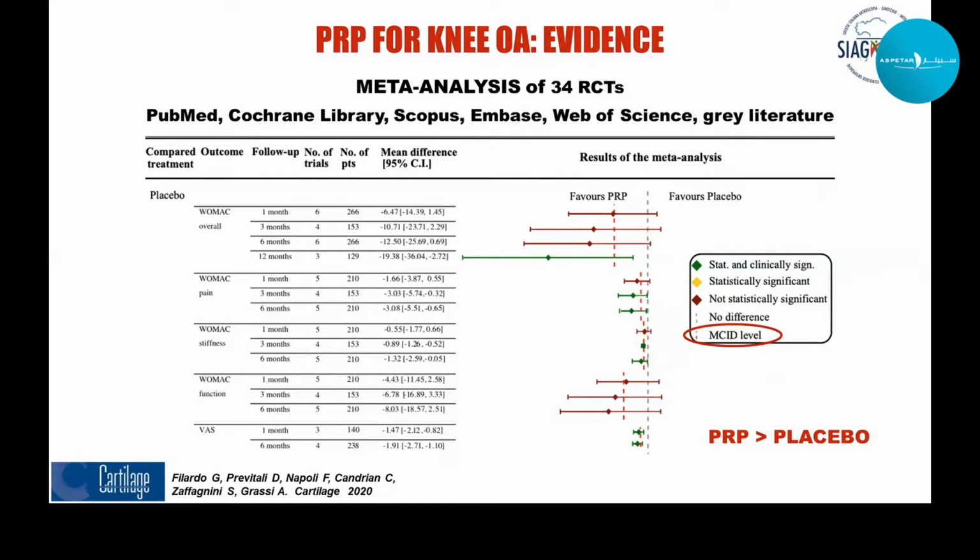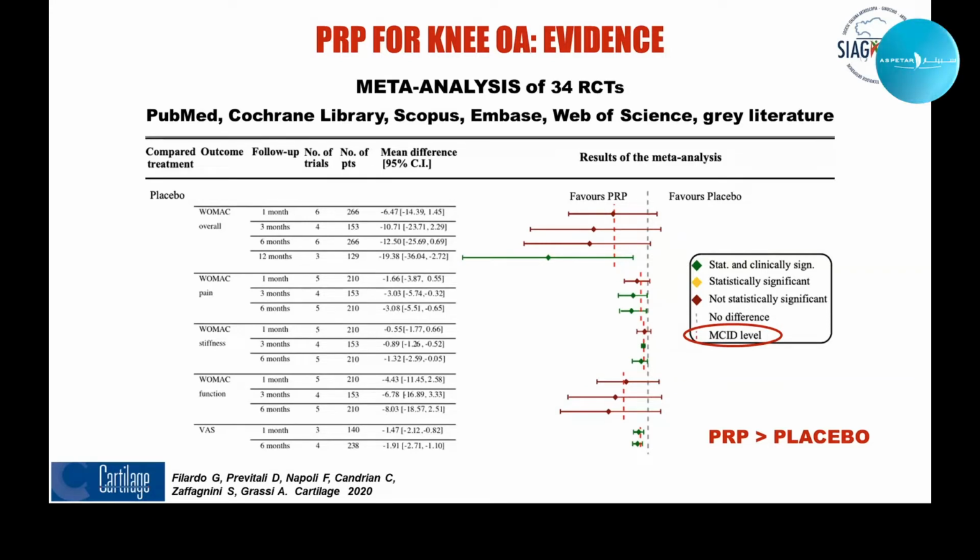This is the recent paper from Giuseppe Filardo that shows a meta-analysis of 34 randomized controlled trials, which really gives you the idea of how many studies we have on PRP, because it's really very difficult to have any type of device in orthopedic surgery which has more than 34 randomized double-blind controlled trials.